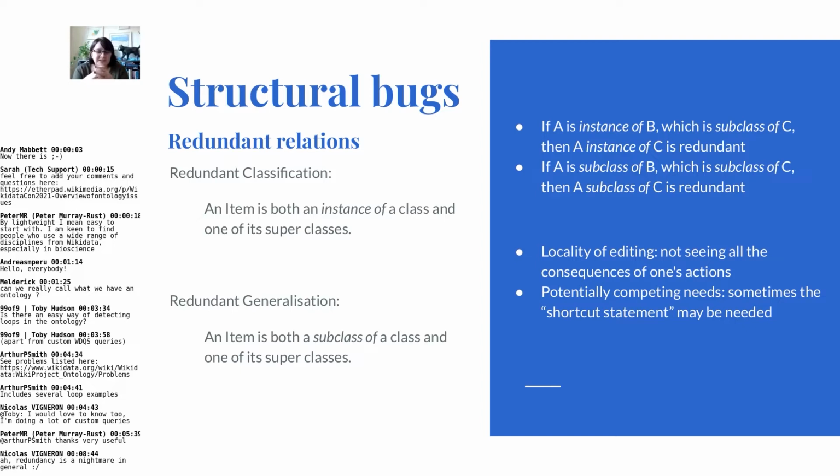So this is one of the things that probably happens because when editing an item, you're looking at it in a very local way, as opposed to looking at the graph as a whole. And this might make it hard to see all the consequences of your edits and how they interact with already existing classifications around it. And then there's also competing needs. Sometimes it makes sense to have a very fine-grained classification, and sometimes the shortcut to the more general classification makes sense.